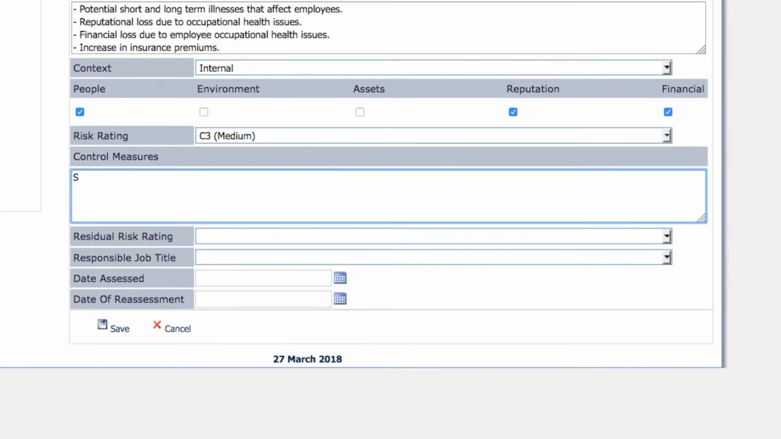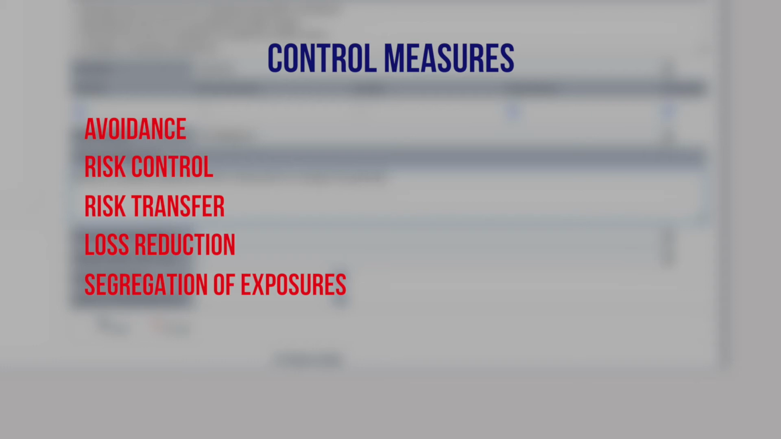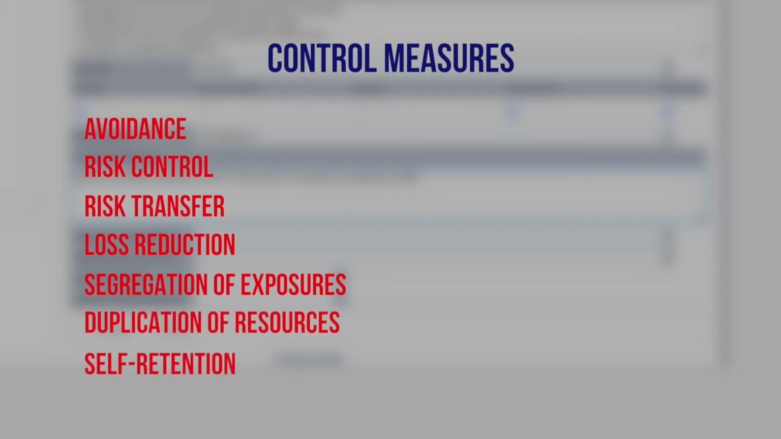Control measures. For each identified risk, there will be 1 or more strategies or courses of action available. The main strategies that will be selected are as follows: avoidance, risk control, risk transfer, loss reduction, segregation of exposures, spread of risk, duplication of resources, and self-retention.